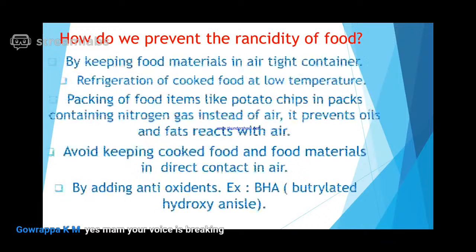How can we prevent rancidity? By keeping food materials in airtight containers, by refrigerating cooked food items, and some packed foods like potato chips should be packed in the presence of nitrogen gas, and by keeping cooked food always covered.